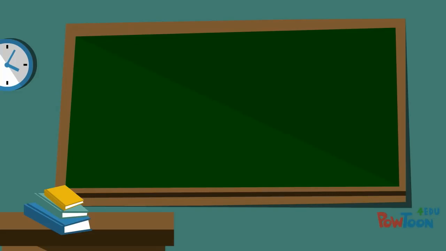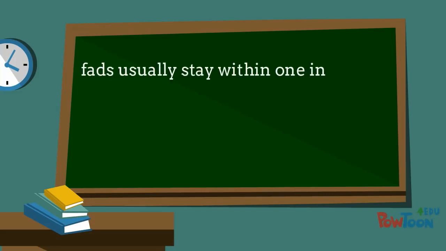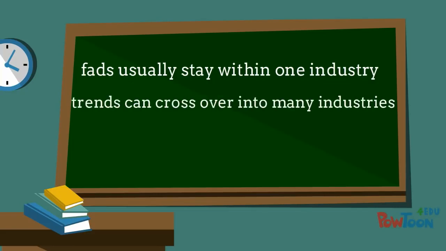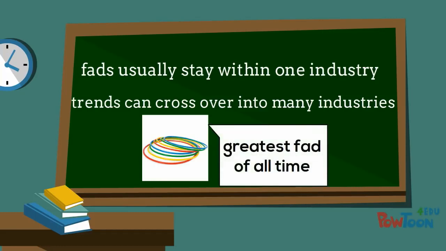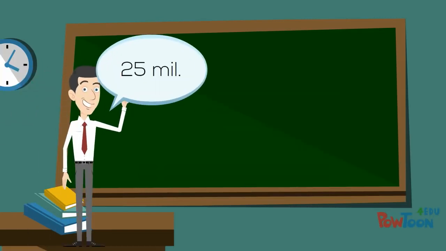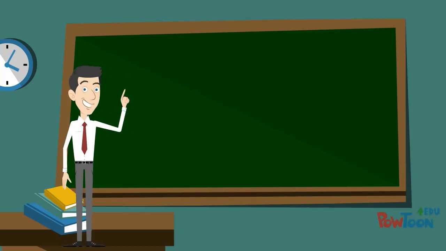Another difference is that fads usually stay within one industry. Trends can cross over into many industries. The hula hoop, for instance, has been called the greatest fad of all time. In the late 1950s, 25 million hula hoops were sold in just 4 months. But a year later, sales had virtually stopped. The hula hoop was a toy. It was fun to play with, but that's about all.